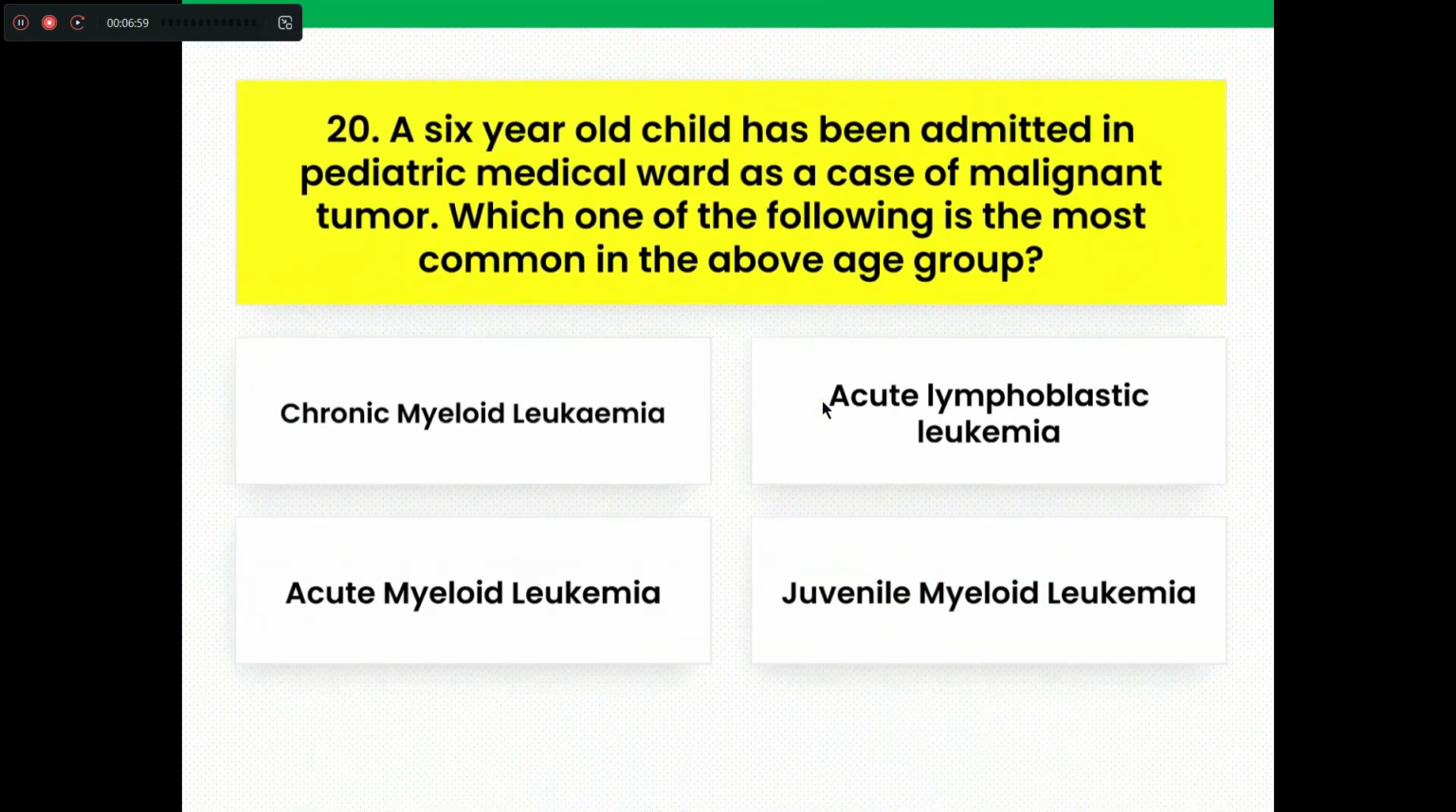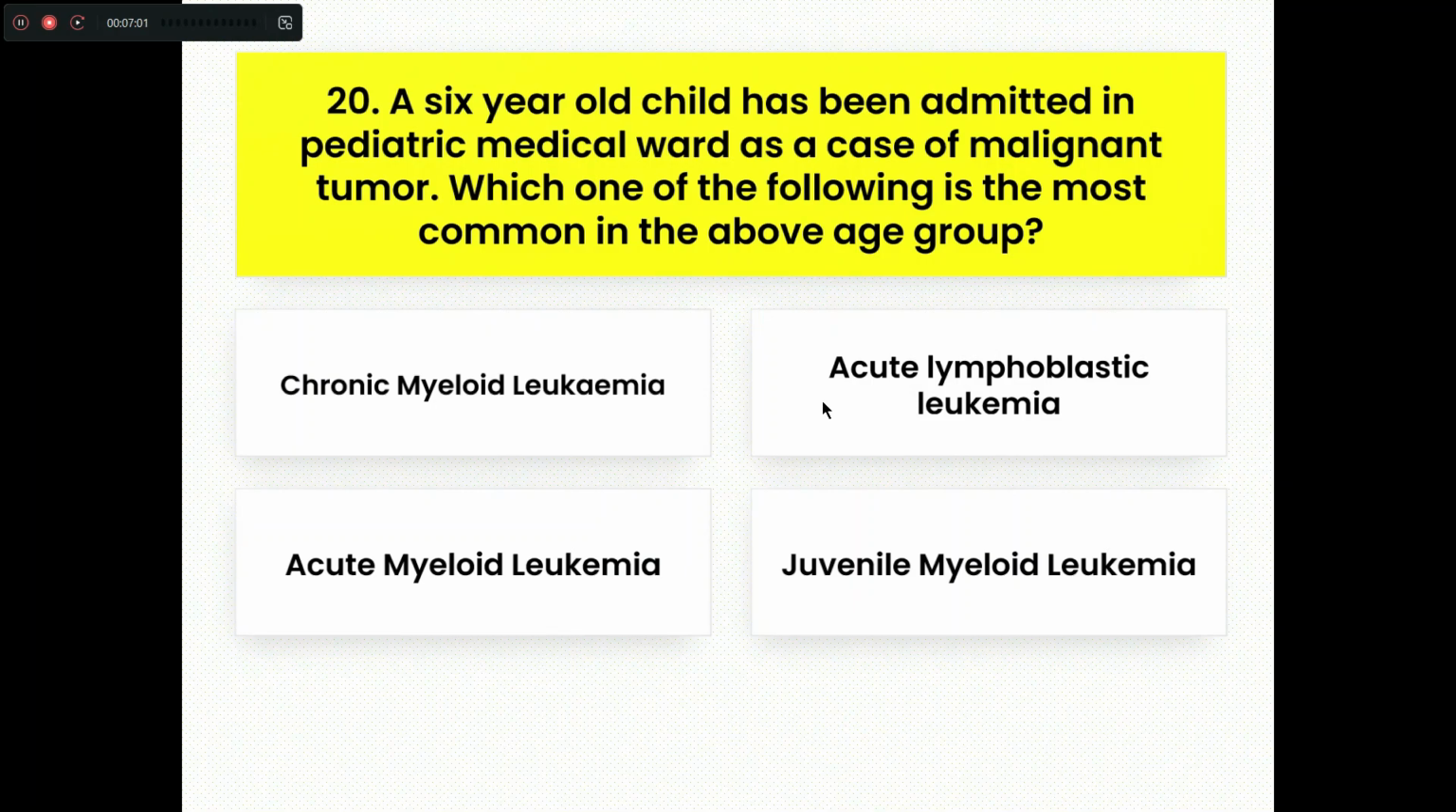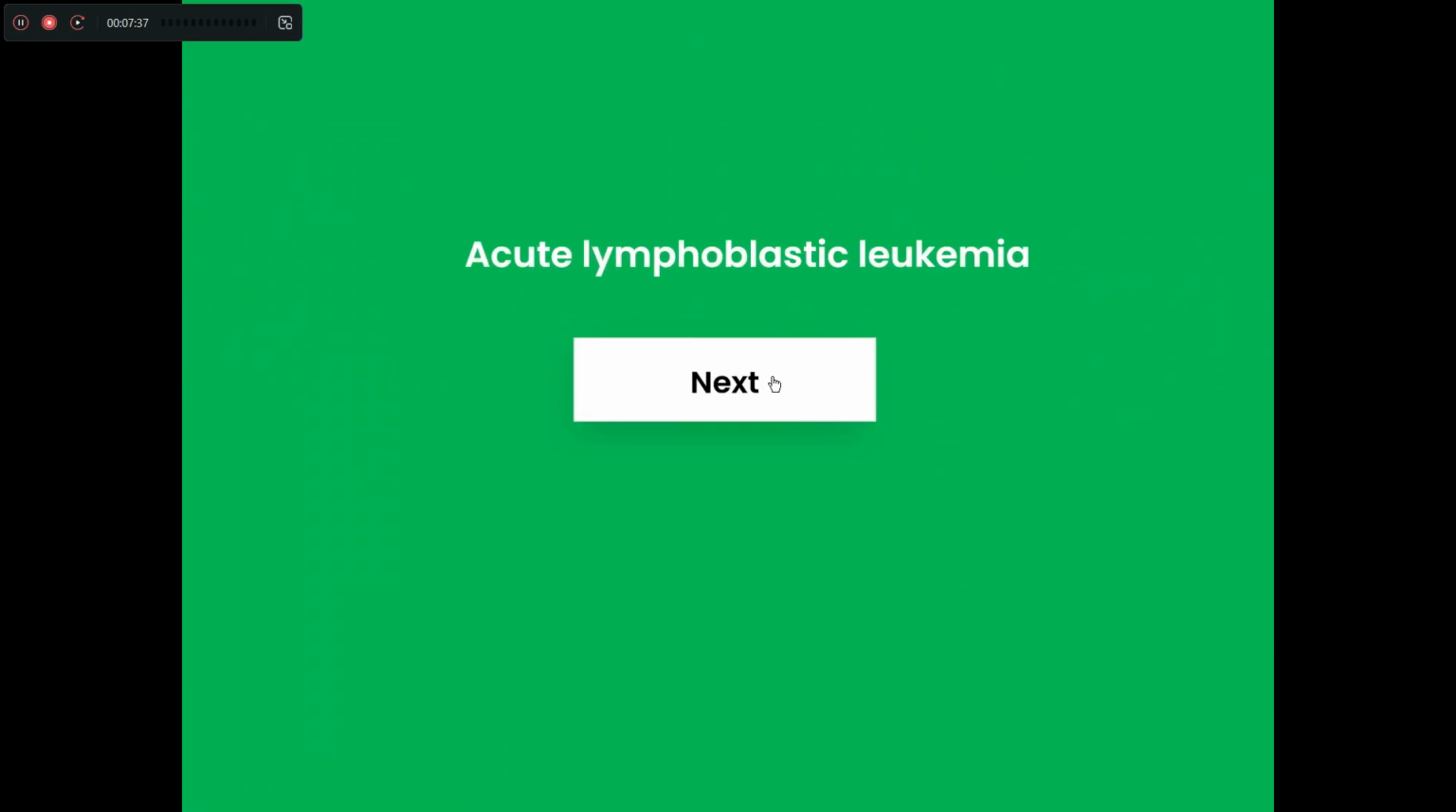The next question. A 6-year-old child has been admitted in a pediatric medical ward as a case of malignant tumor. Which one of the following is the most common in the above age group? Option A, chronic myeloid leukemia. Option B, acute lymphoblastic leukemia. Option C, acute myeloid leukemia. Option D, juvenile myeloid leukemia. The most common type of malignant tumor in a 6-year-old child would be option B, acute lymphoblastic leukemia.